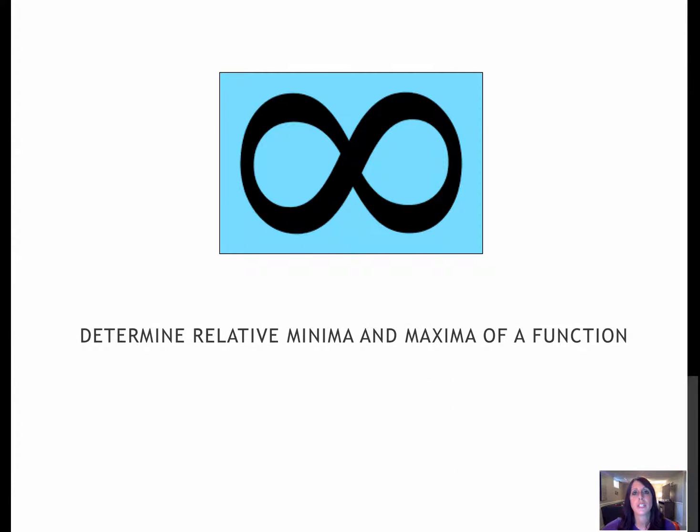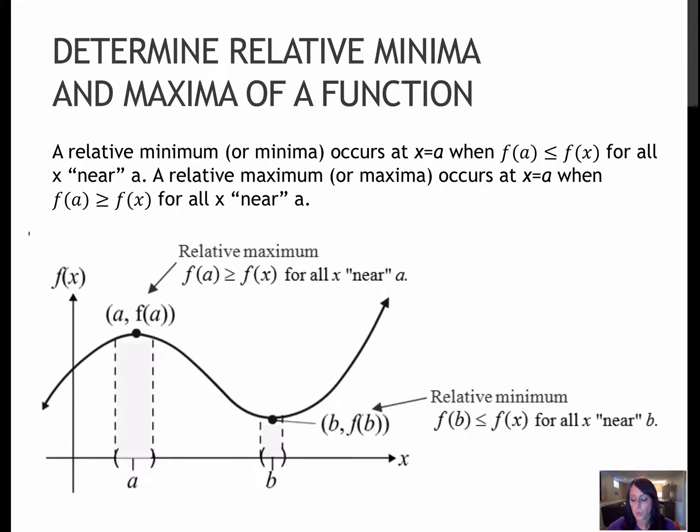Again, in this lesson, we're going to introduce the concept of a relative minima or a relative maxima. The key word here is the word relative. So a relative minimum or minima occurs basically when it's the lowest point. There's a lot of fancy math notation going on here, but what it's saying is if that point is lower than everything else around it.